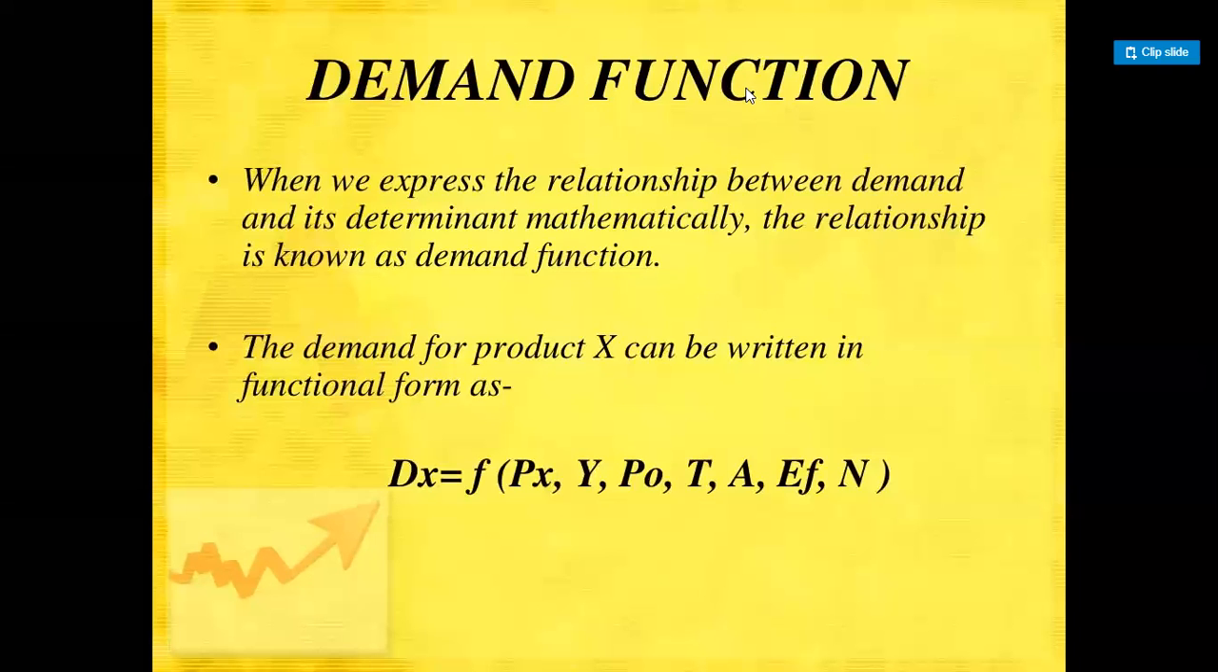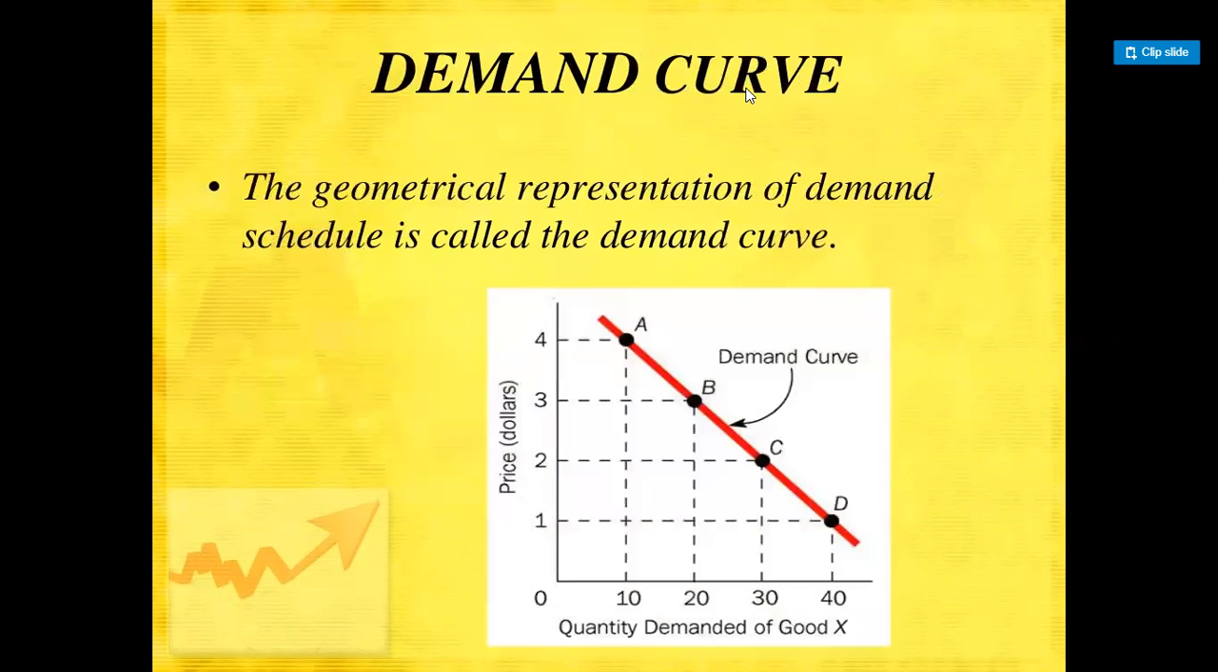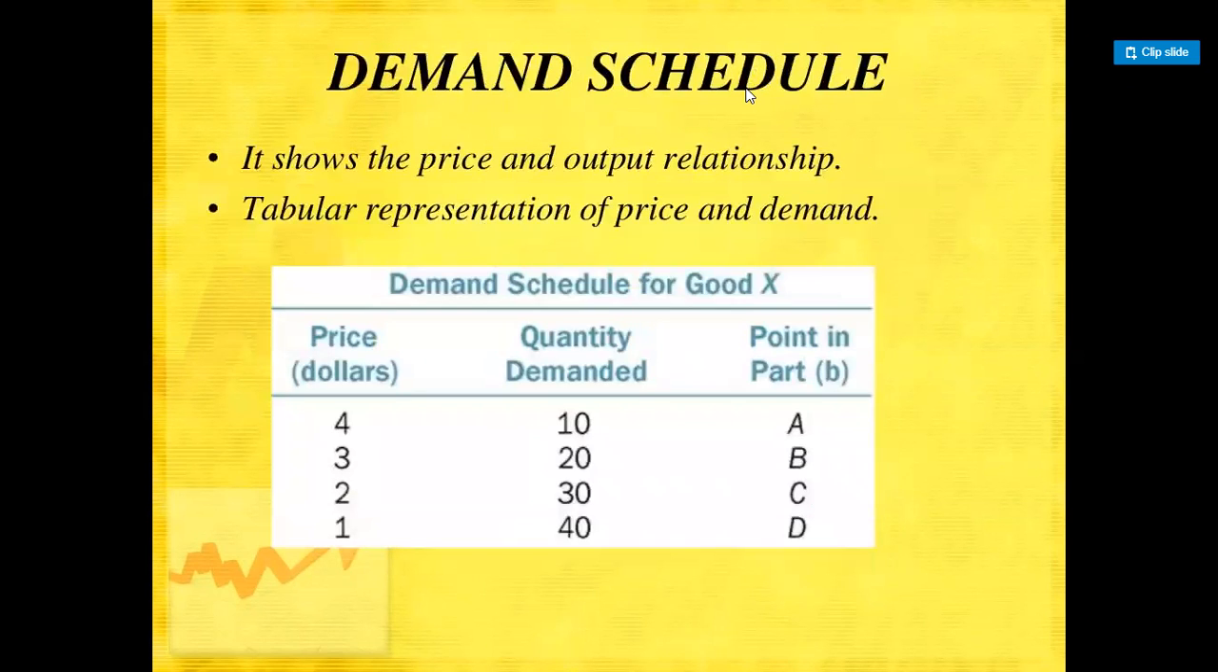Now we will discuss the schedule of demand. First of all, we will discuss the demand schedule. So the demand schedule is a tabular statement showing the various quantities of the commodity being demanded at various levels of price during the given period of time. It shows the relationship between the price of a commodity and its quantity demanded.